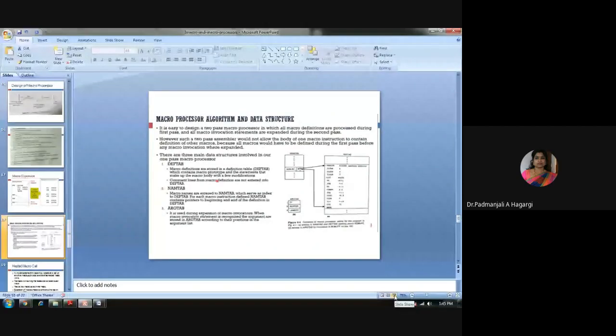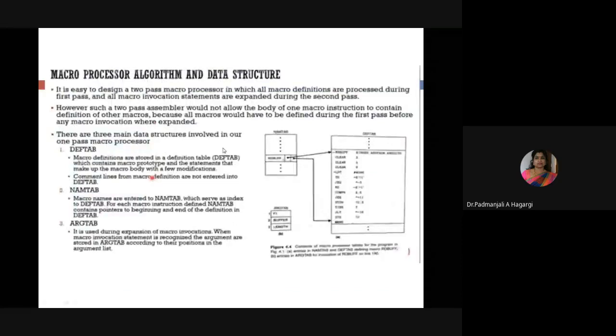You may not be able to observe the slide, this slide may not be that visible, but I'll still tell you about it. These are the macro processor's algorithm and data structures. Just compare this macro processor with your assemblers. Assemblers were two-pass assemblers. So here also the macro processor has been designed as a two-pass processor, in which all the macro definitions are processed during the first pass, and all the macro invocation statements are expanded during the second pass. This is the design structure of a macro processor.